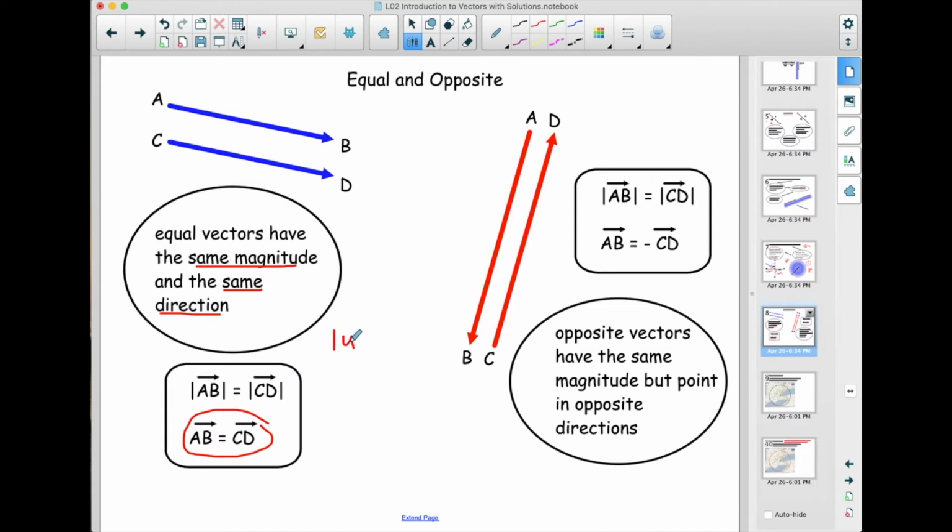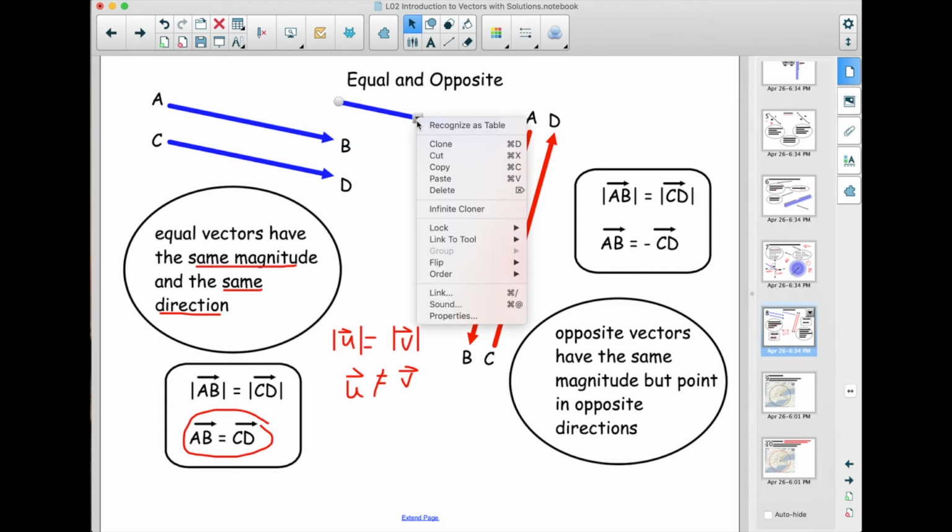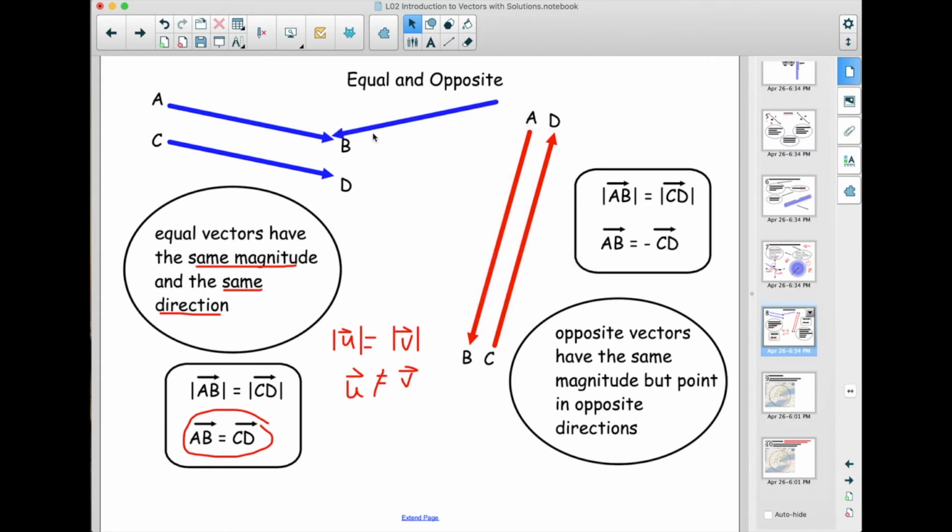If the magnitudes of two vectors were equal to each other, that does not mean that this vector is equal to this vector. That's not necessarily true, and I'll show you what I mean by that. I'm going to make a copy of this, and then I'm going to flip it left, right. Okay, so now this vector here has the same magnitude as vector AB and vector CD, but definitely not the same vectors.